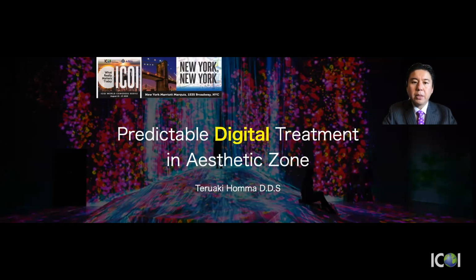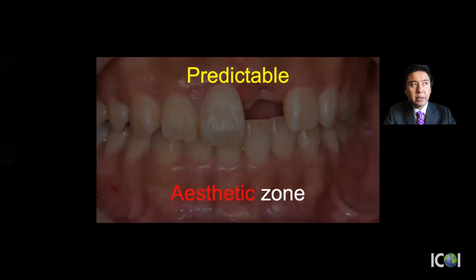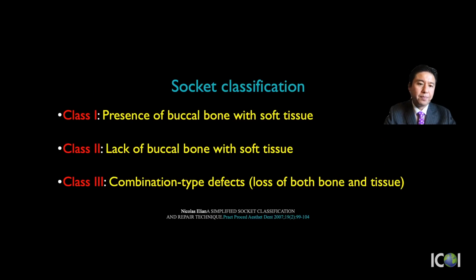My topic will be the predictable digital treatment in the aesthetic zone. What is the predictable treatment sequence in the aesthetic zone? I know you guys have some idea or some technique, some sequence of the treatment plan for the aesthetic zone. In order to know what is predictable and evidence-based, you need to know the idea of the socket classification.